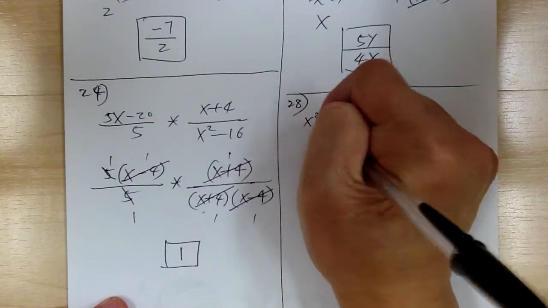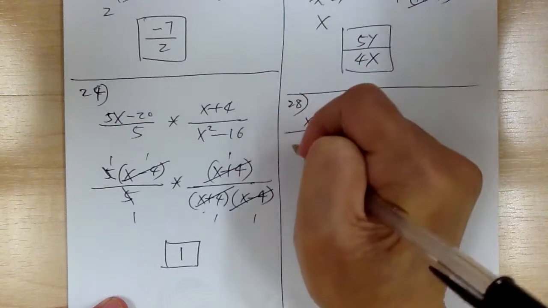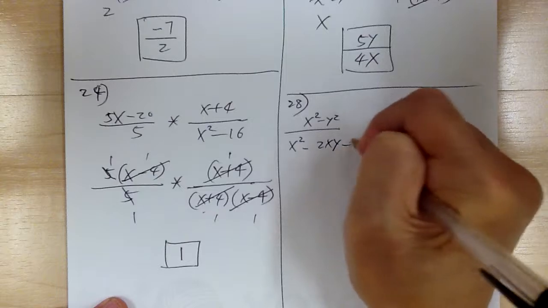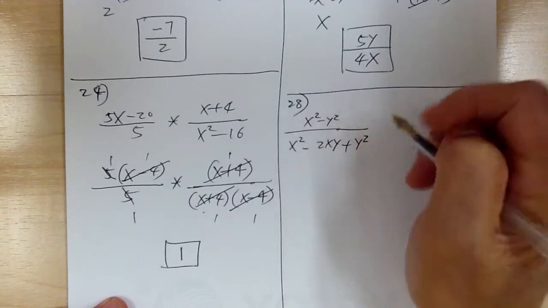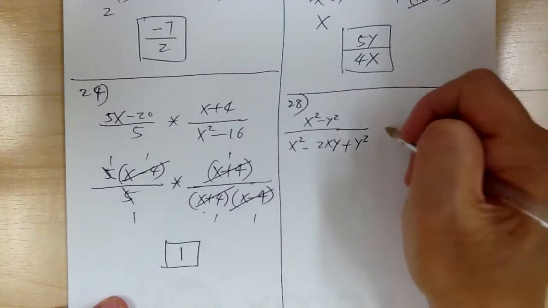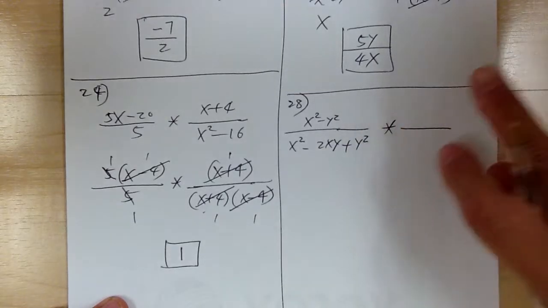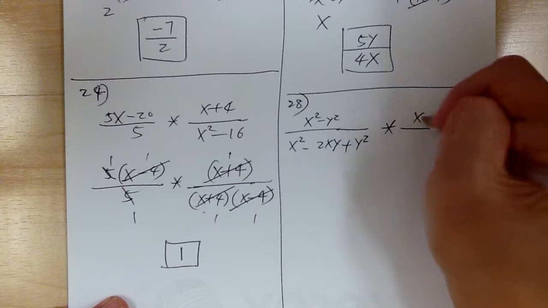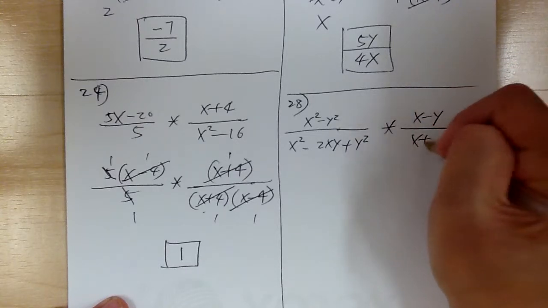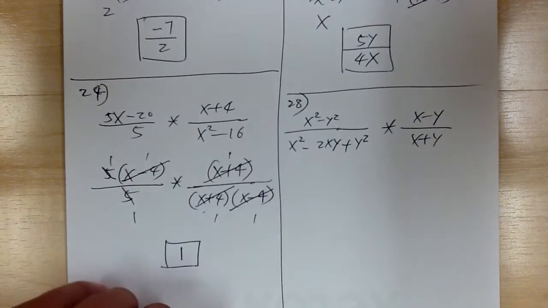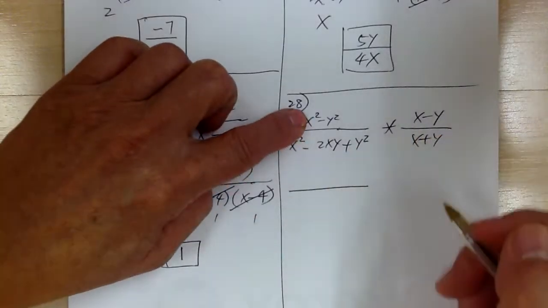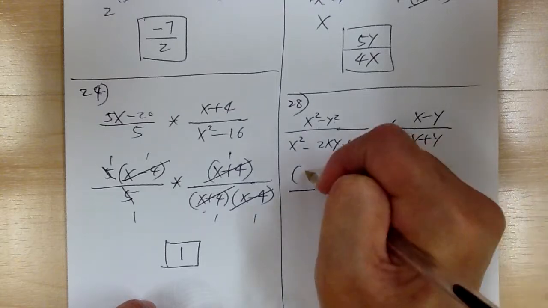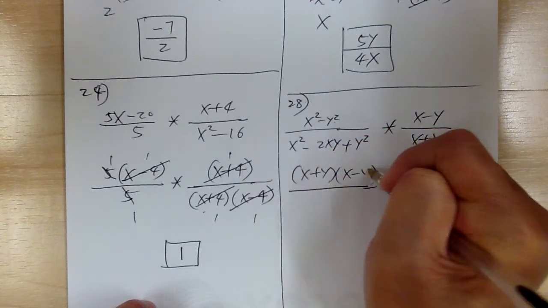You have x squared minus y squared over x squared minus 2xy plus y squared. Now this is a division, so I'm going to make it into multiplication and flip the second factor upside down. So it would be x minus y and x plus y. Now you can do the factoring. This is the difference of squares, so factor into conjugates. So it'd be x plus y, x minus y.